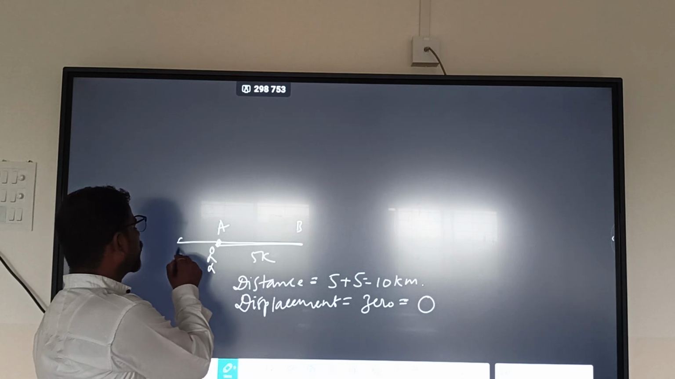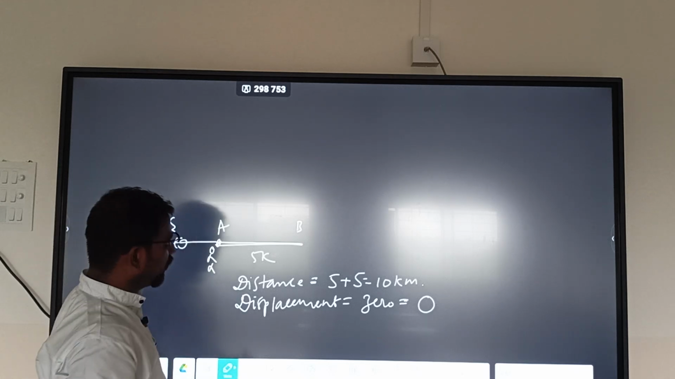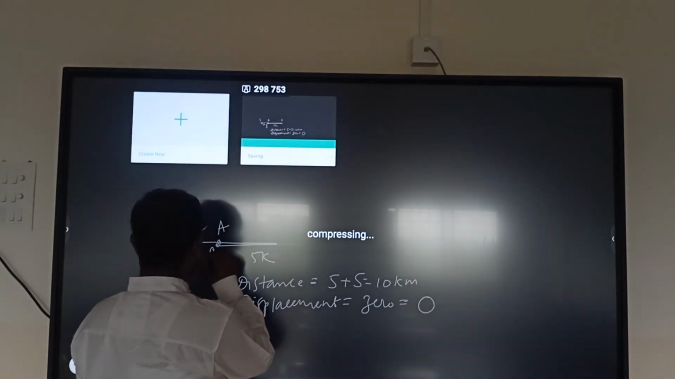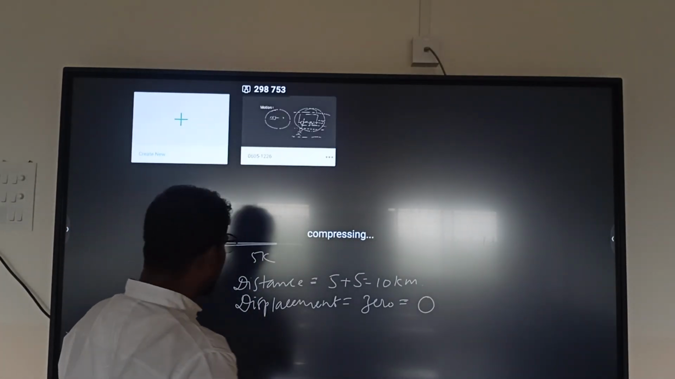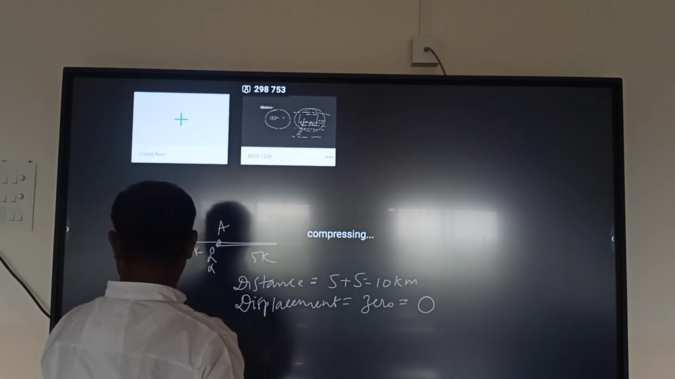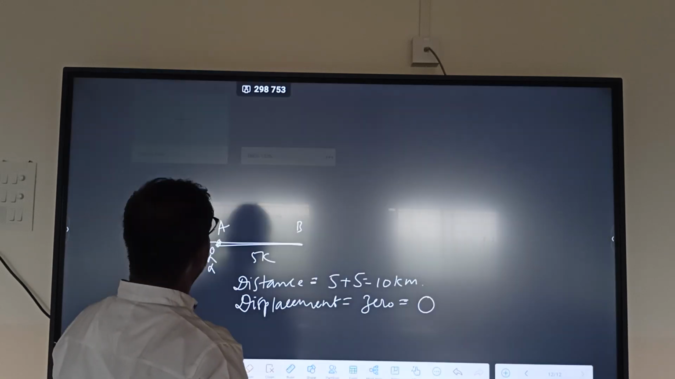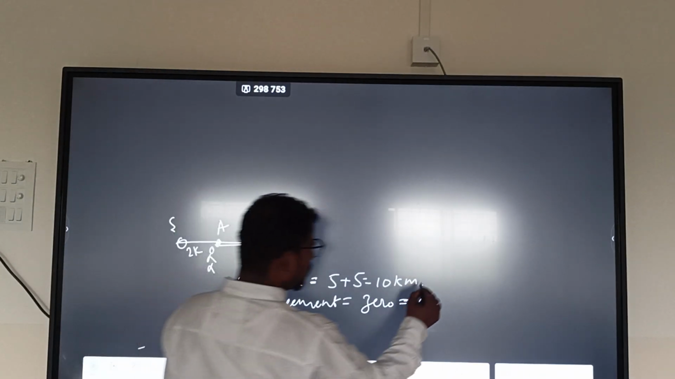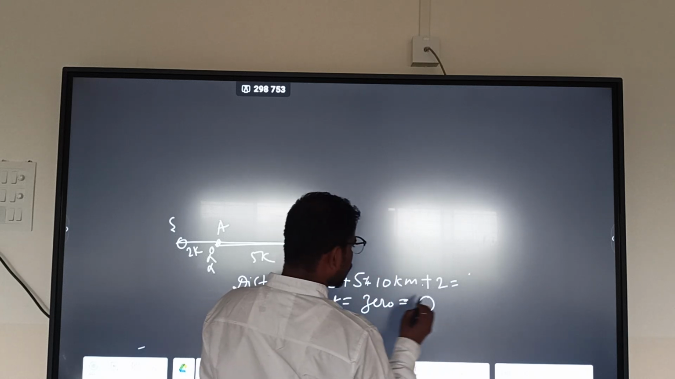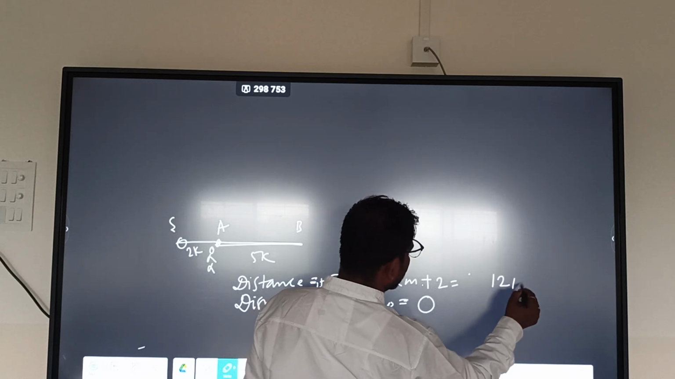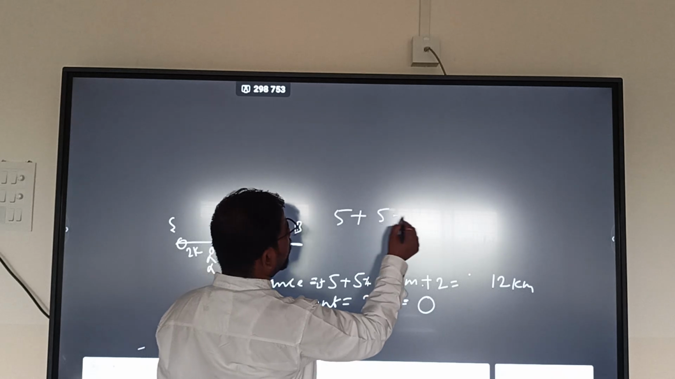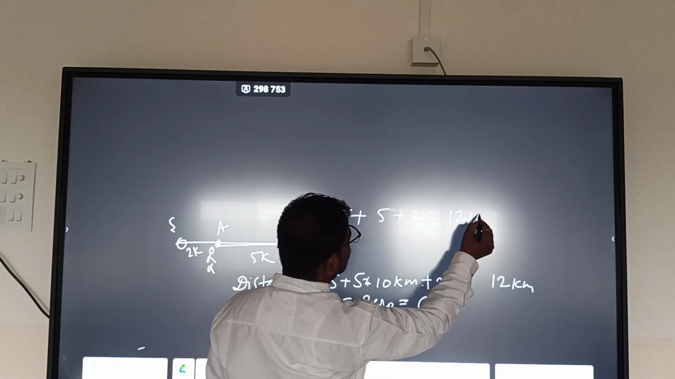And once again he goes to the shop, at point S. Suppose he goes 2 kilometers. So now the total distance plus 2, it will be 12 kilometers in total. 5 plus 5 plus 2: going to school, coming to house, and going to the shop. The total distance is 12 kilometers.